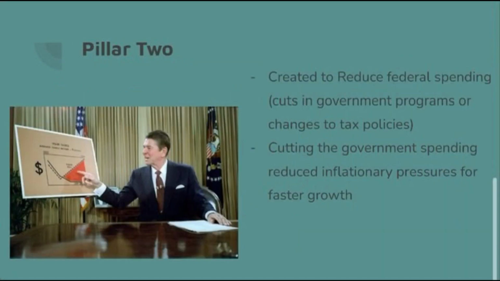Reaganomics' second pillar was used to reduce federal spending, which was cuts in government programs or changes to tax policies. Because more income is collected in taxes, less is available for spending. This leads to reducing inflationary pressures, causing faster growth for society. As we see on the graph, cutting the government spending reduces inflationary pressures for faster growth.